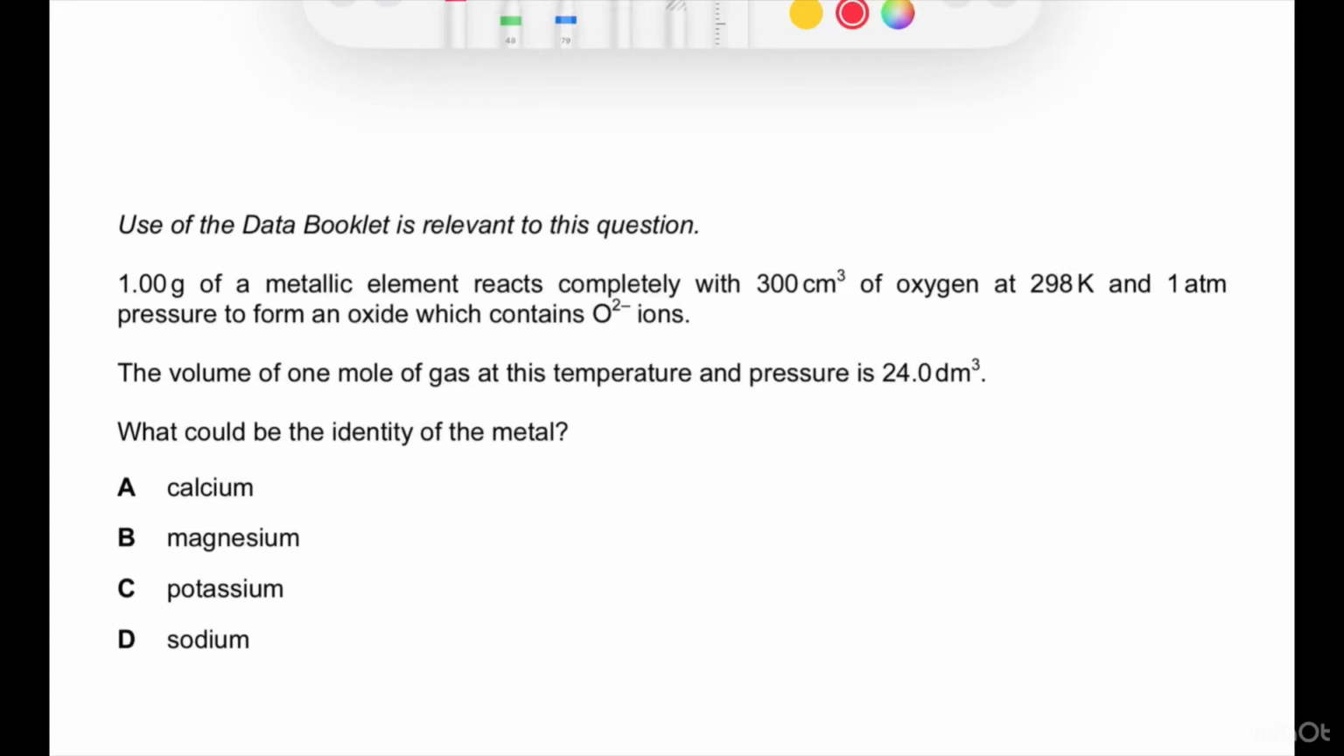Welcome everybody. Pause the video and read the question carefully. As we can see, this question is asking me to identify the identity of a metal. Since you're given the mass of this metal, we're going to calculate the moles of this metal and then find the relative atomic mass, which is the Ar. But how can I calculate the moles of the metal?